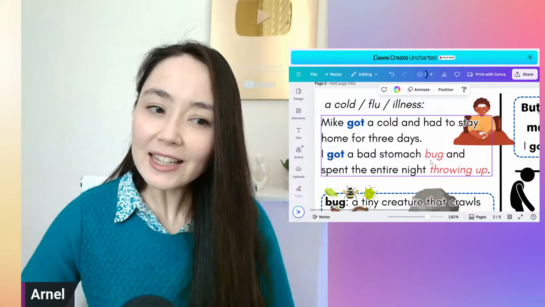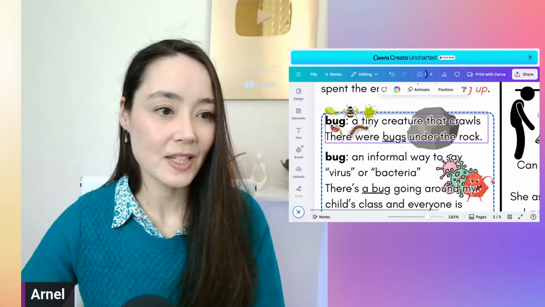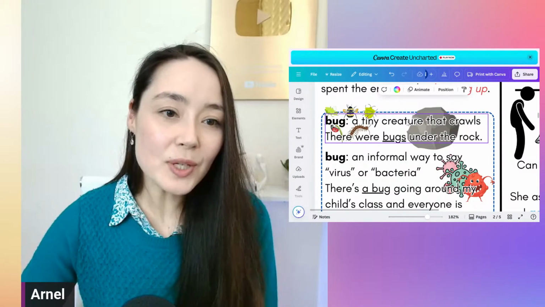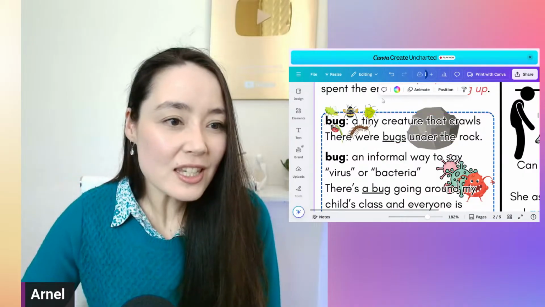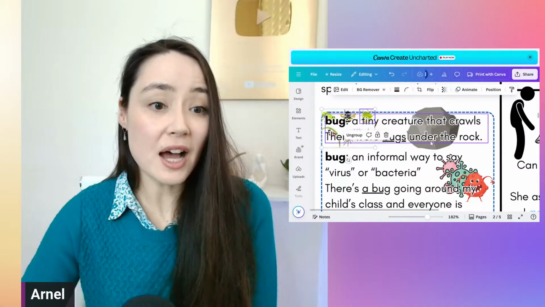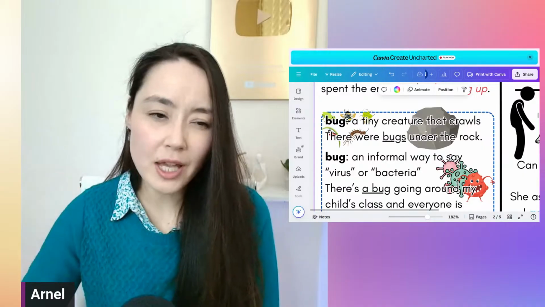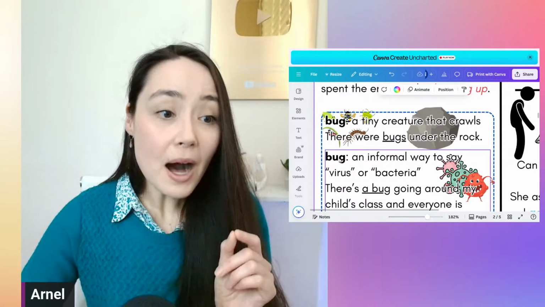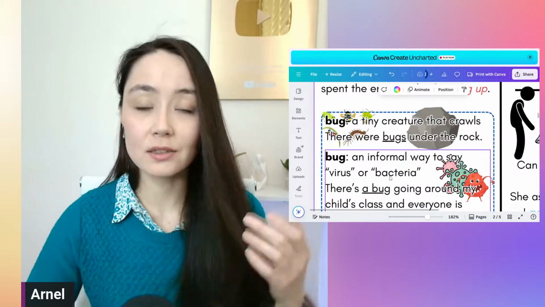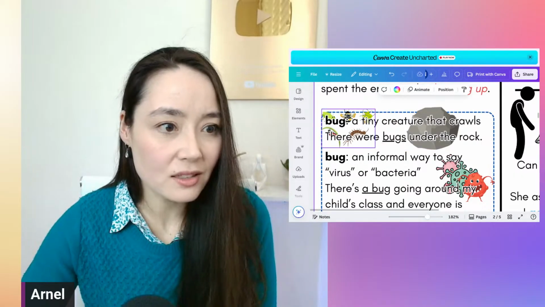Okay. I've highlighted bug in red because it can have several definitions. First one, bug. A bug is a tiny creature that crawls. Like these here. These are bugs. There were bugs under the rock. You can see bugs crawling under rocks. However, bug is also an informal way to say virus or bacteria. Why? Well, look at this picture. You know, these things kind of look like little bugs.